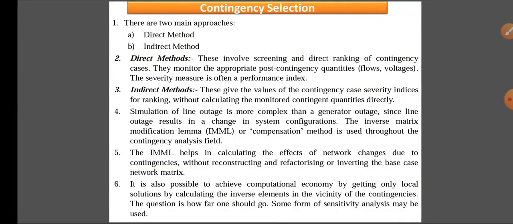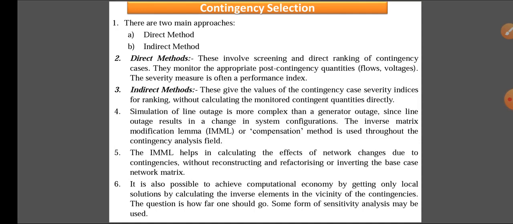For contingency selection, there are two possible approaches. One is the direct method and the second one is the indirect method. In the direct method, this involves screening and direct ranking of contingency cases. They monitor appropriate post contingency quantities, that is power flows and bus voltages. The severity measure is often a performance index.